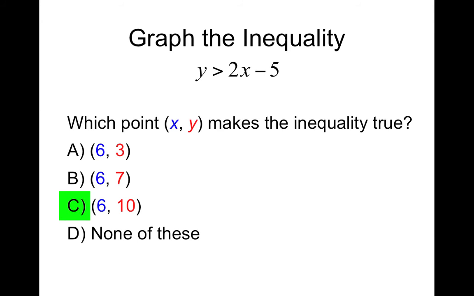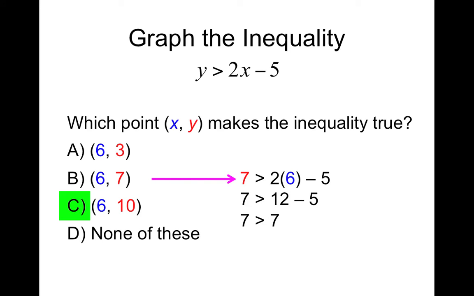You may be wondering about choice B. If we substitute in a 6 for x and a 7 for y, what we're saying is that 7 is greater than 12 minus 5, or 7 is greater than 7. This is a false statement. If it were greater than or equal to, it would be true, but since it's strictly greater than, it's false. And then choice A winds up saying that 3 is greater than 7, which is also a false statement. So choice C is the only one that makes it true.